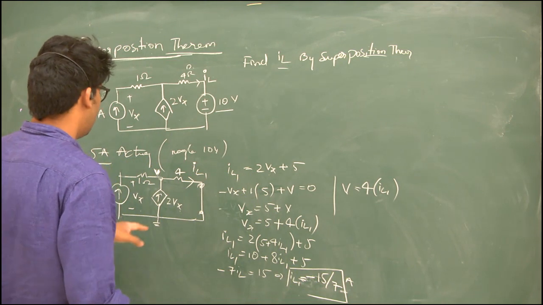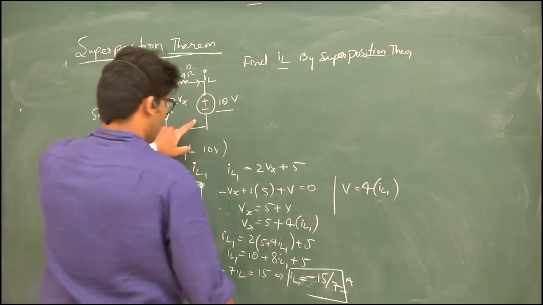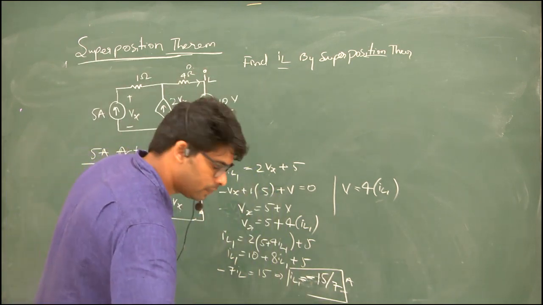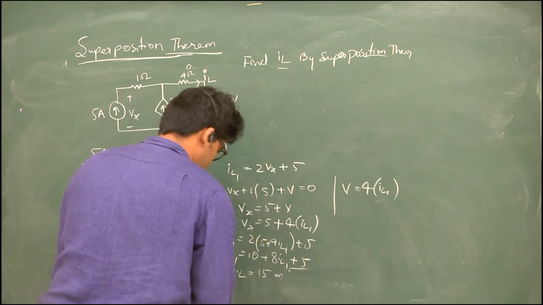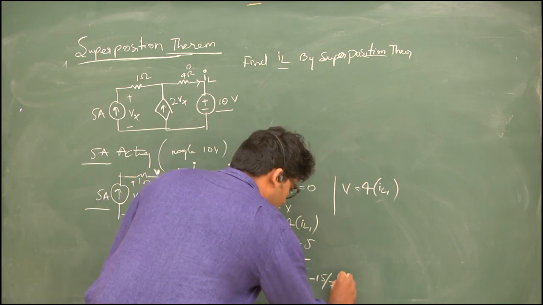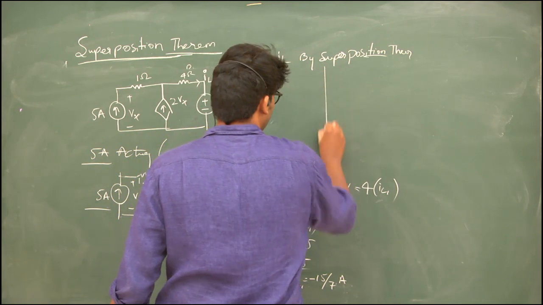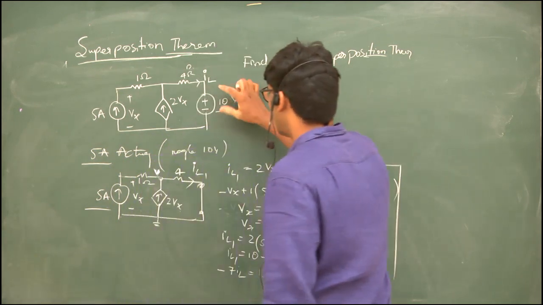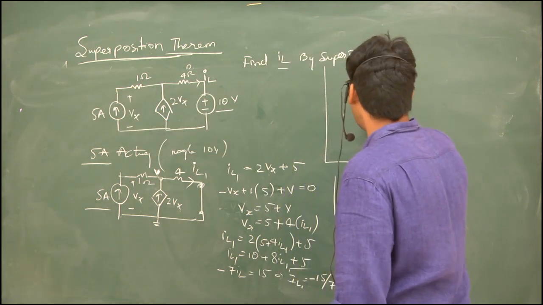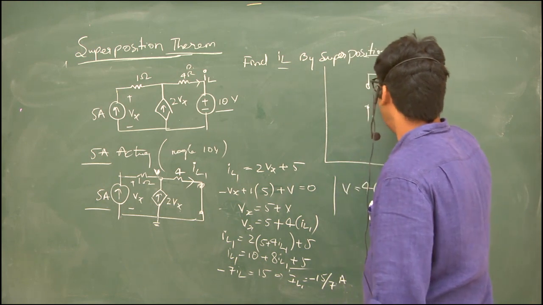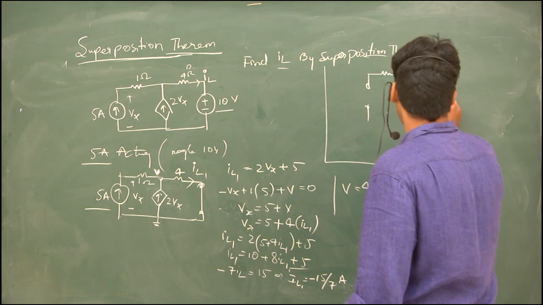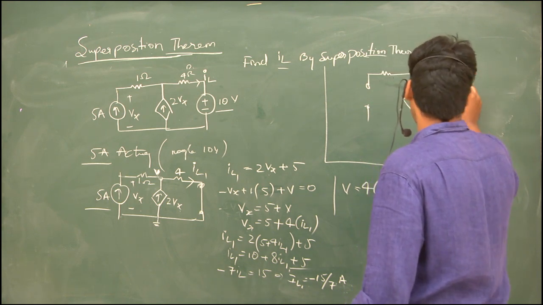Now we neglect the voltage source while acting 5 amps, and we are getting IL1 equal to minus 15 by 7 amps. So when this voltage source is acting, we have to nullify this current source. Nullifying the current source means simply we open it, and we draw this circuit like this, that is 2 Vx, and the source is acting.